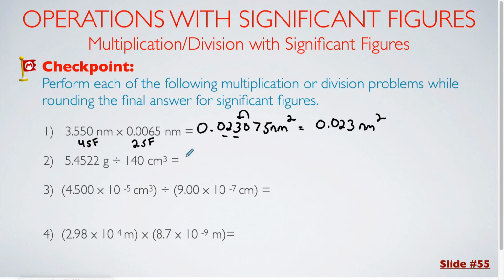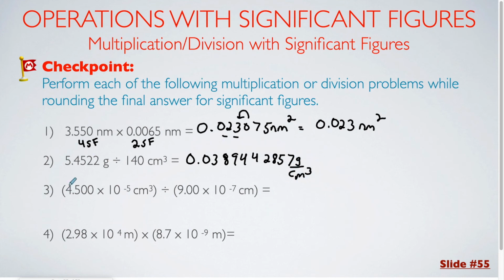Next up, number 2. I'm going to plug this into our calculator. We end up with 0.038944287. So a very long number here. And that's going to be grams per centimeter cubed. So when our units don't cancel out like this, both of them will be included within your final answer.